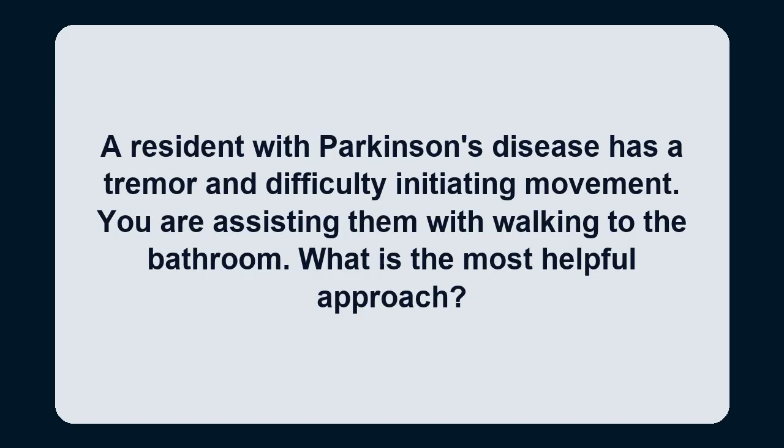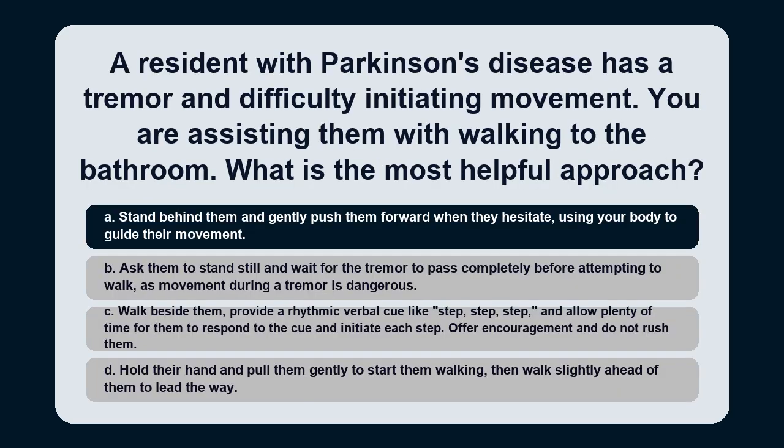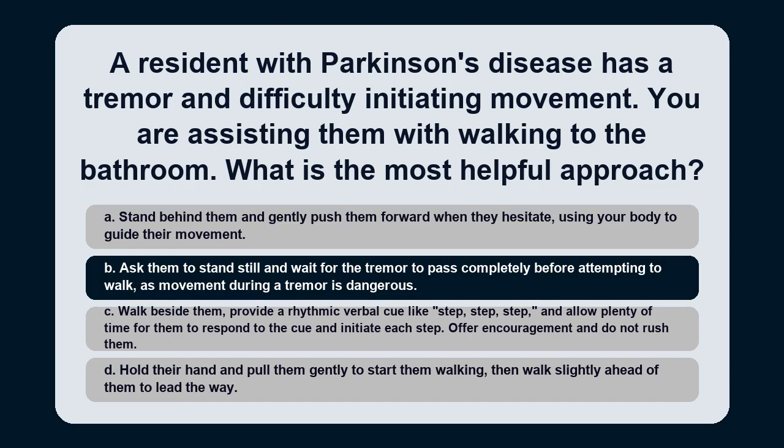Question 5. A resident with Parkinson's disease has a tremor and difficulty initiating movement. You are assisting them with walking to the bathroom. What is the most helpful approach? Option A. Stand behind them and gently push them forward when they hesitate, using your body to guide their movement. Option B. Ask them to stand still and wait for the tremor to pass completely before attempting to walk, as movement during a tremor is dangerous.